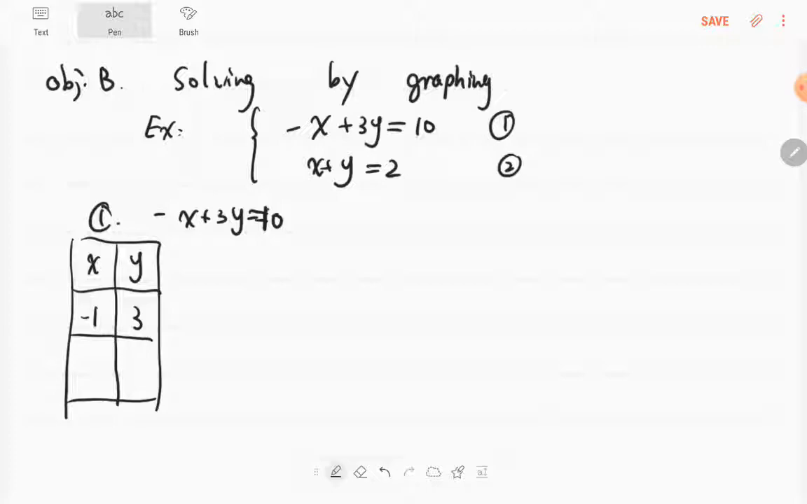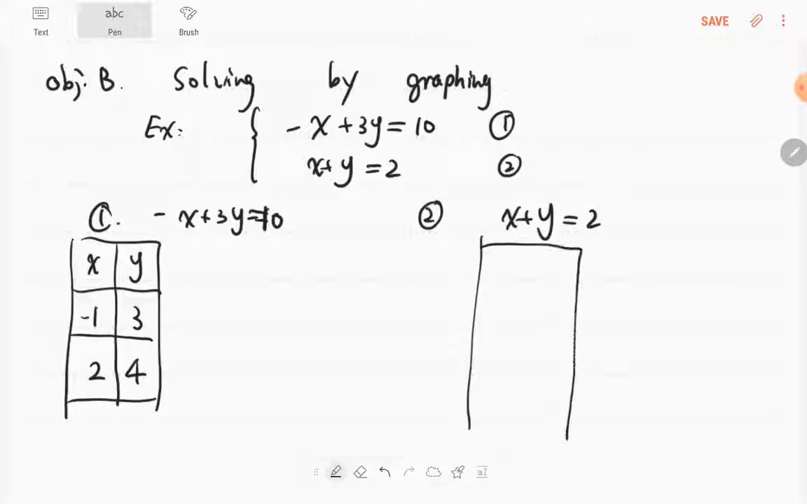-1, then y is equal to 3. Okay, if x is equal to 2, then y is equal to 4. So we pick these 2 points to help us to draw the first straight line. Let's check the second one. We can also list several points.